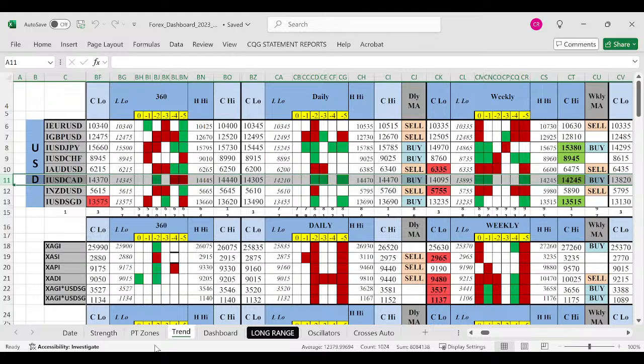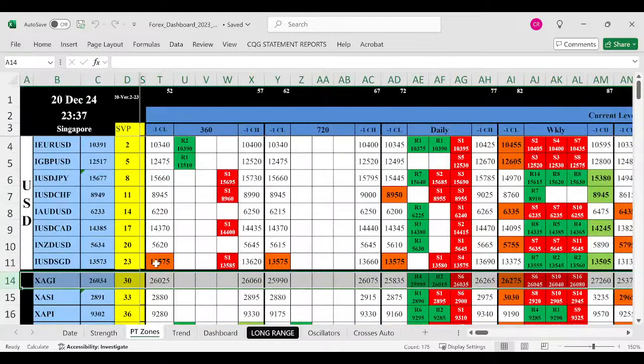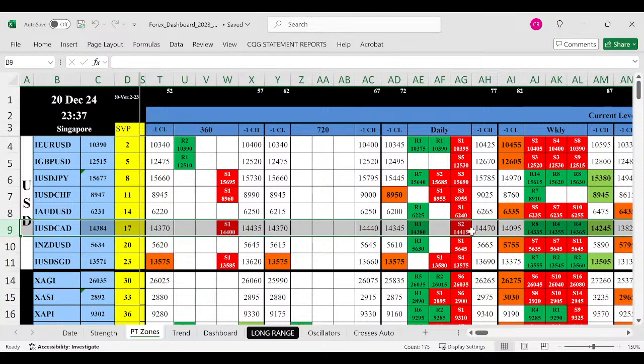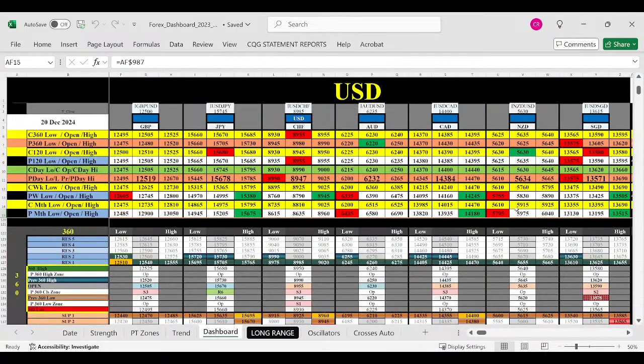So as far as the zone levels are considered, we are seeing weakness on the daily, which means the market is already into the selling mode, and we should be looking for a sell or cautious sell. I wouldn't say it's sell and hold, but it's a sell or cautious sell. Then finally we go into the dashboard.